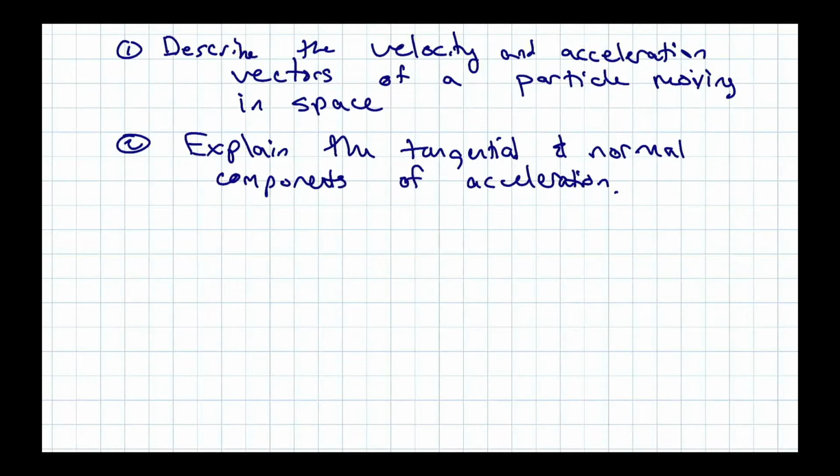The other thing we're going to be doing is talking about the tangential and normal components of acceleration. What this is going to be doing is breaking apart the acceleration vector into two pieces. One that's parallel to the tangent of the curve, and one that's 90 degrees away. Of course, we will explain what that means when we get to that concept. So let's go ahead and talk about these. We'll start with velocity and acceleration.